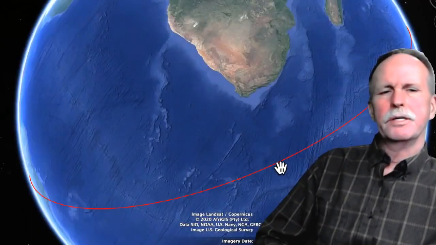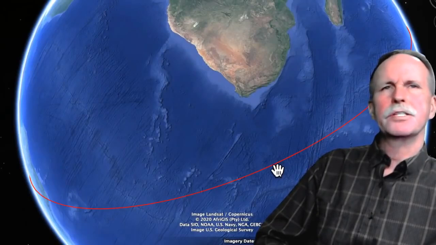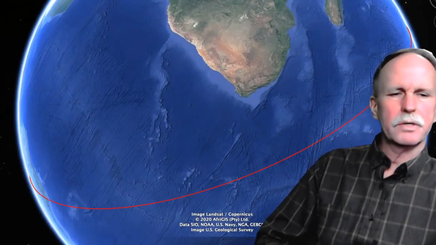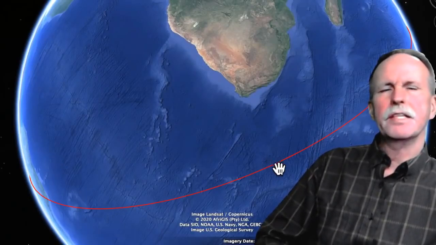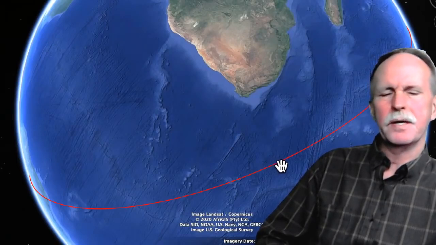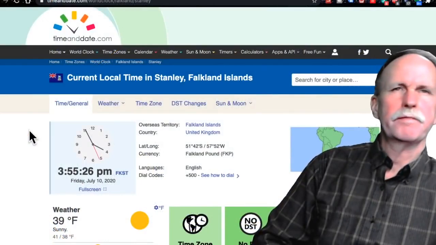There's only a certain limit to how far this line can go south out towards the ice wall. That means that everything past the lowest point on this line will be in darkness. So for example, it would never be daylight in the Falkland Islands this time of year, in July. I wonder if the sun came up at all in the Falkland Islands today. Let's go find out. So here's Stanley in the Falkland Islands.